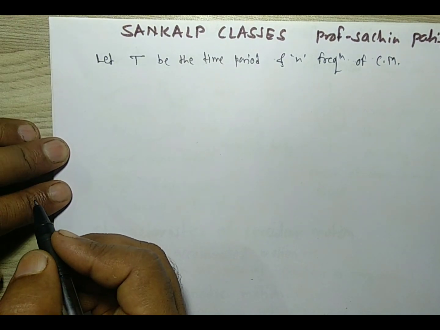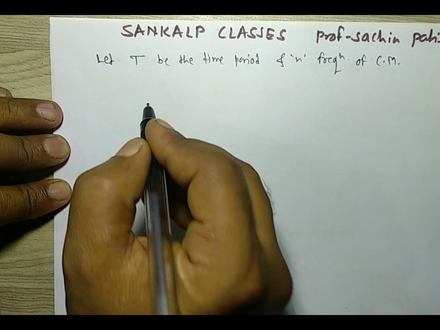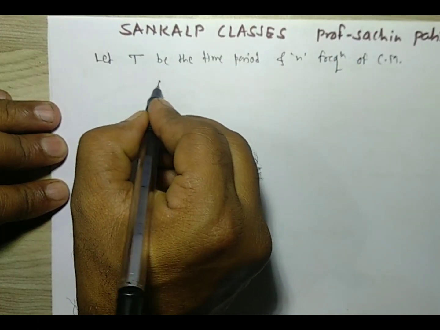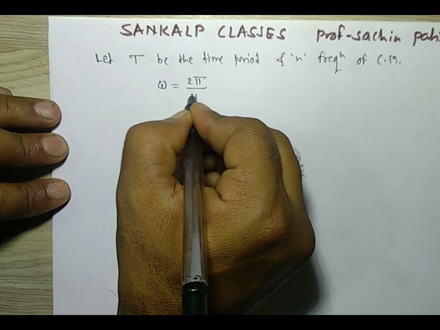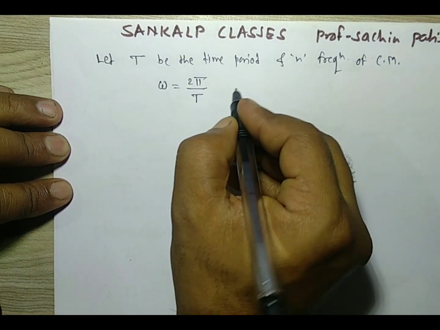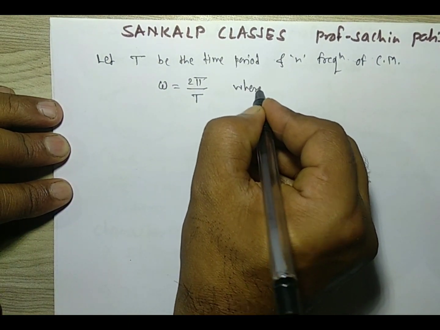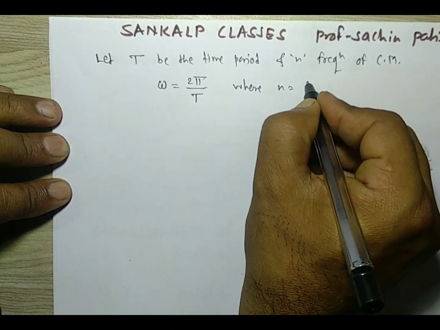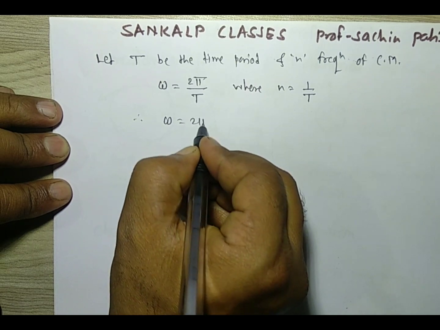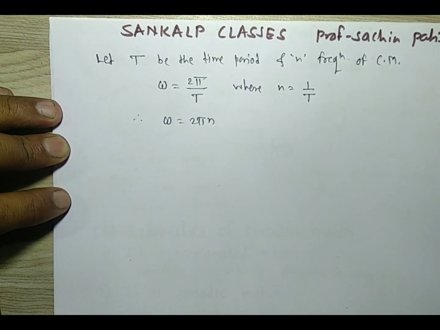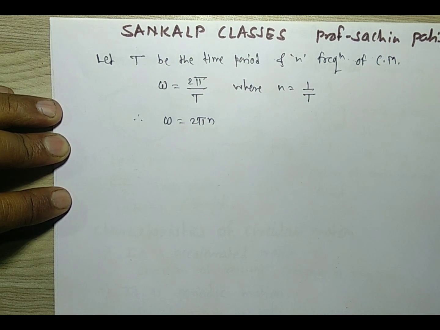At that time we consider omega is given as 2 pi divided by T, where n is equal to 1 divided by T, then omega is equal to 2 pi n. Those are the most important kinematics related to circular motion.